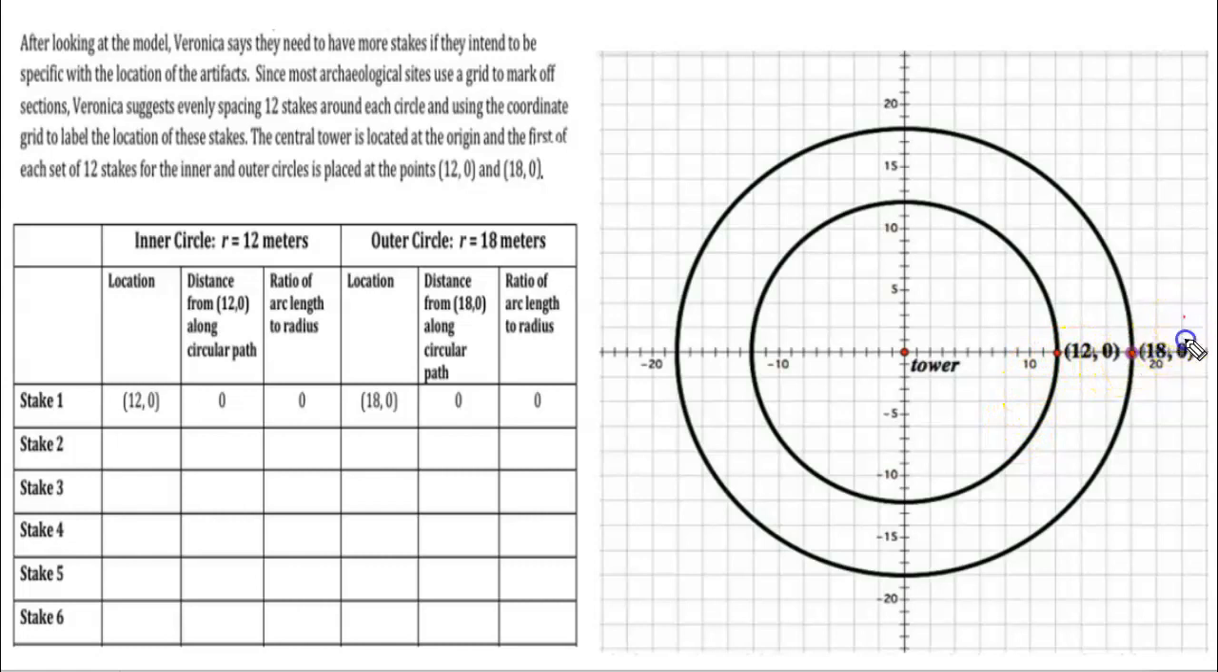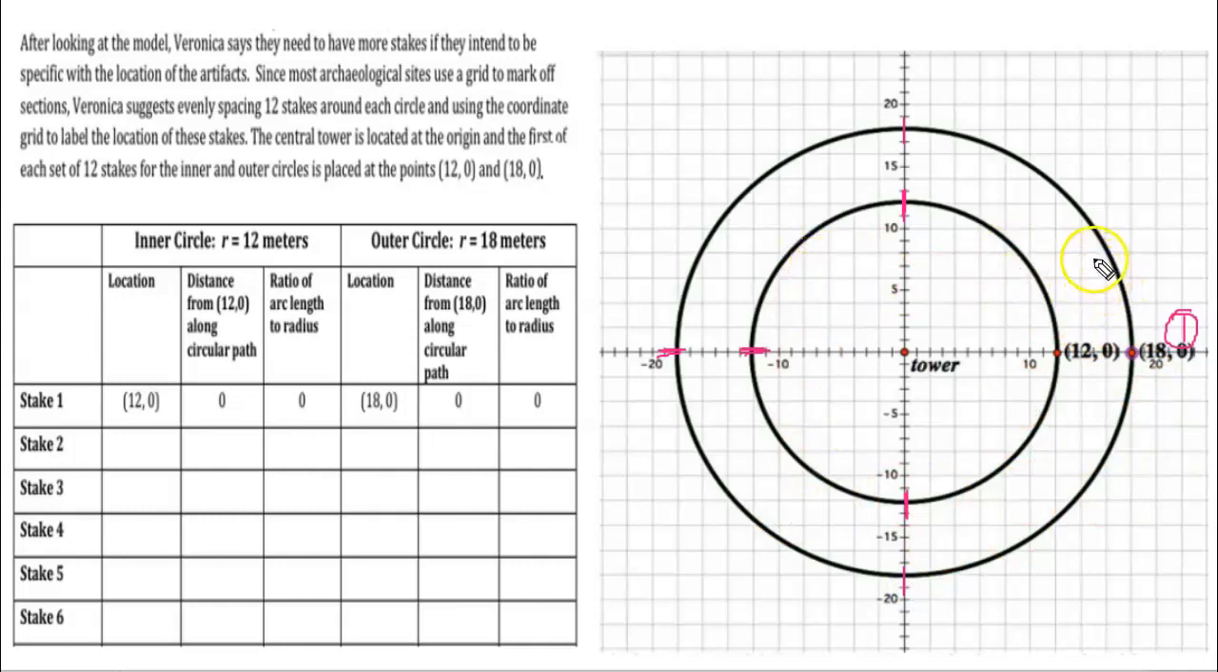So I can go around and get some stakes. If this is stake number 1, then I can figure out I do have a stake here and here. I have a stake here and here. I have a stake here and here. And that at least gets us cut into the 4 quadrants.